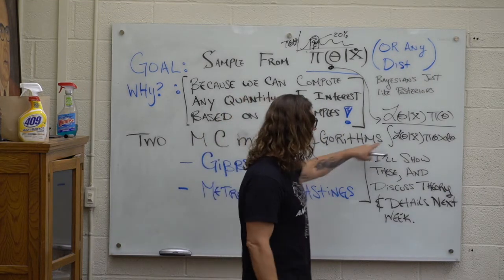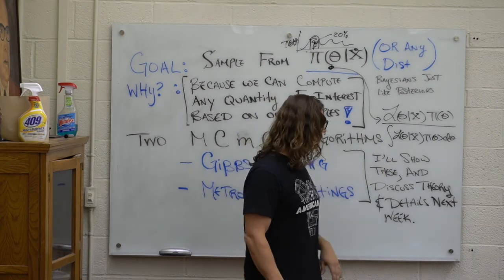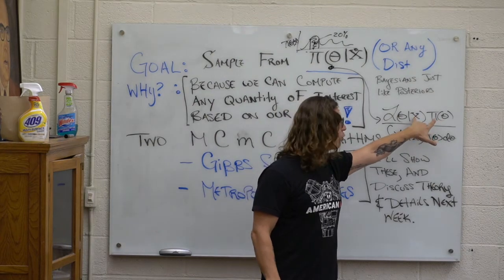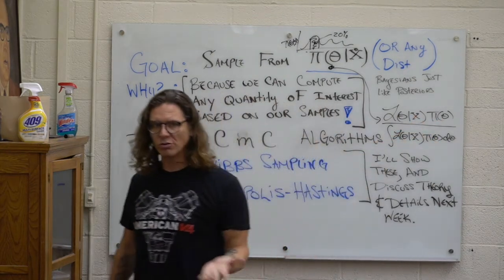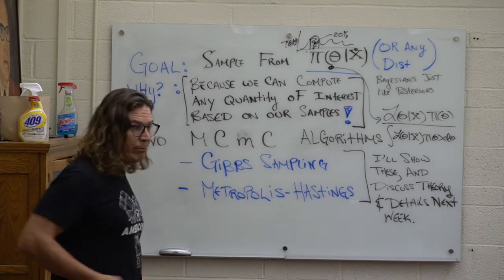This right here down in the denominator is just another way to write the marginal of the data. And this is a constant, so all of the shape is informed through those two functions, the prior distribution and the likelihood. So the name of the game is sample.